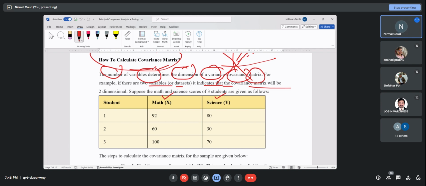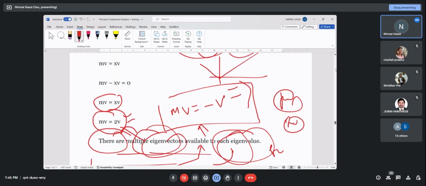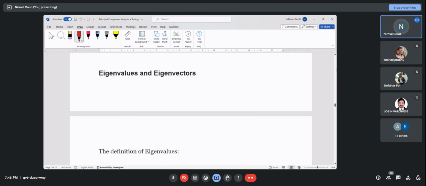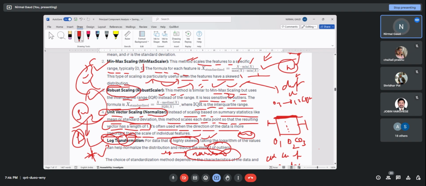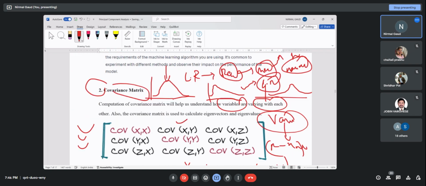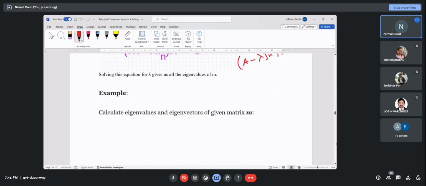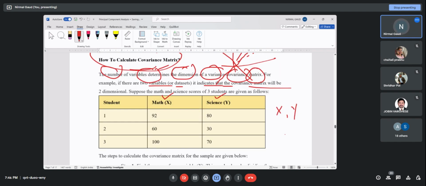Now, it's quite clear that you have x and y as two features. I need to calculate the covariance. According to my covariance matrix formula, the data is organized this way: covariance of xx, covariance of xy, covariance of yx, and covariance of yy. This is how we can write it for two variables.